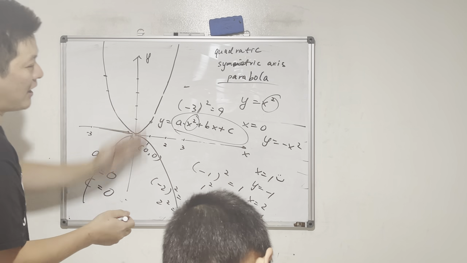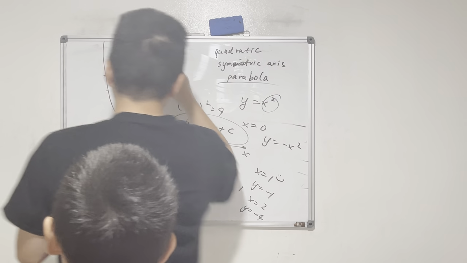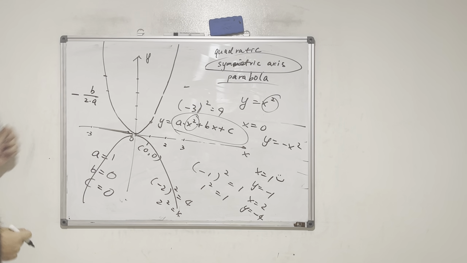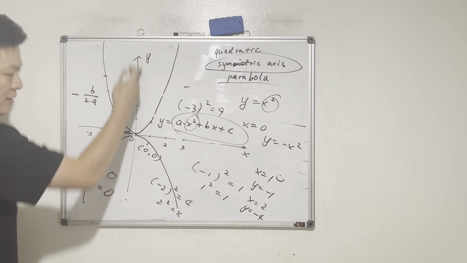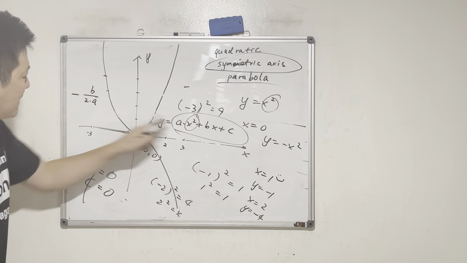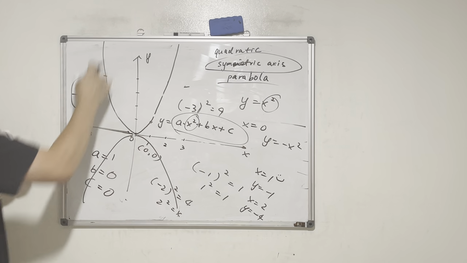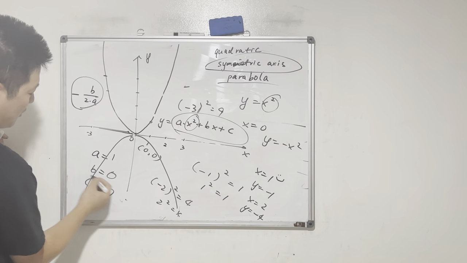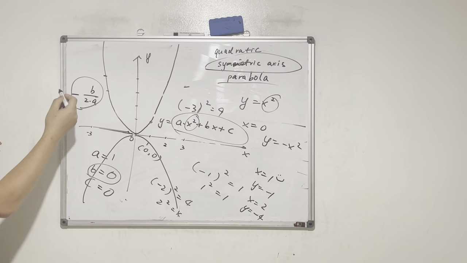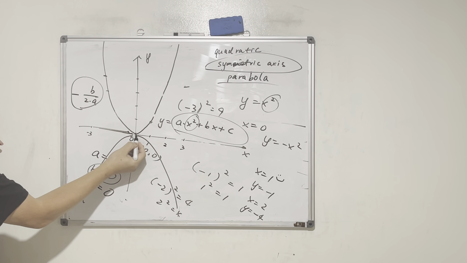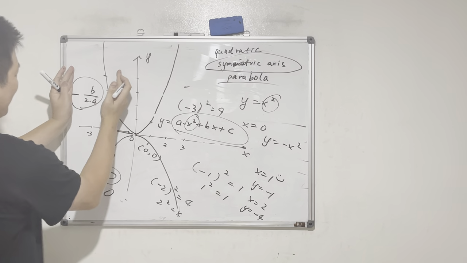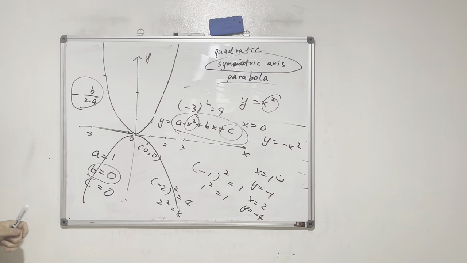Okay, Eric, this is the most important thing here. The symmetric axis is minus b divided by 2 times a. This is the symmetric x value. So when x equals this, we have a minimum or maximum value of this function. For example, b is zero, so this whole thing is zero, and the symmetric axis is x equals zero, correct? This whole thing can be shifted depending on this c, got it?